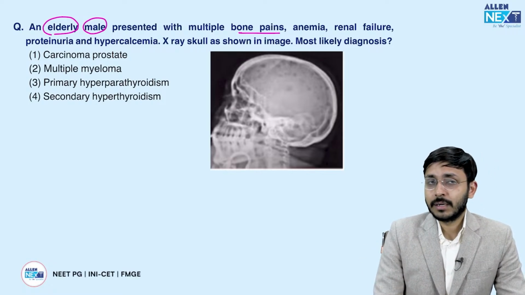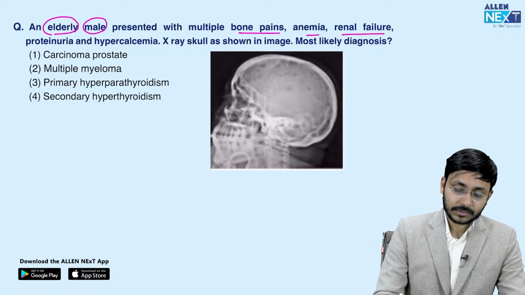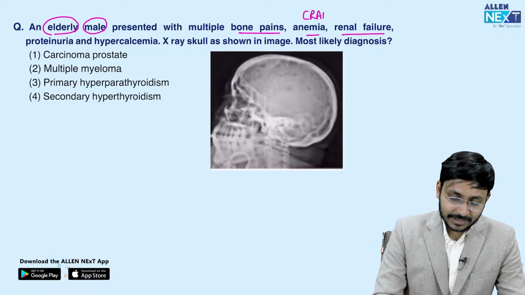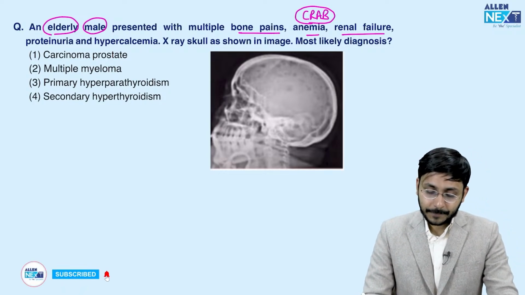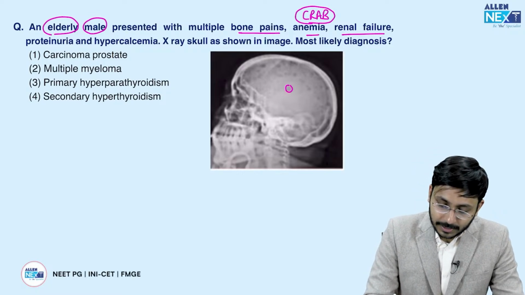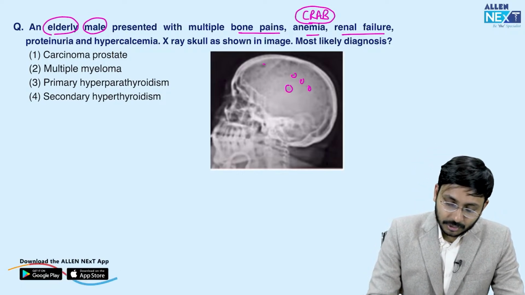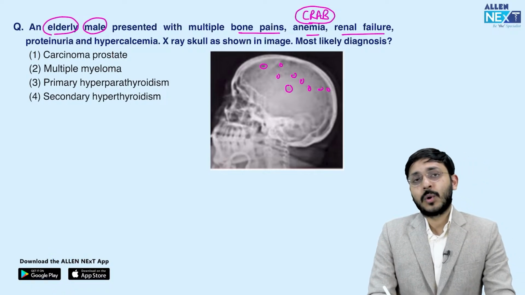So it's a bony pathology we are talking about, but it has some systemic features. So what are these features? These are the CRAB features that we read in multiple myeloma, correct? And what do you see on the skull X-ray? You see these multiple lytic lesions throughout the skull, correct? So what is the diagnosis?